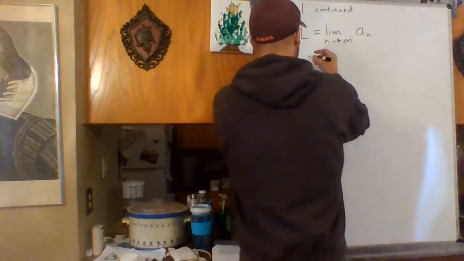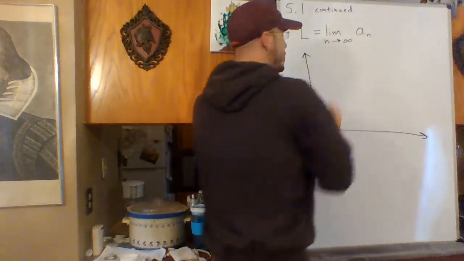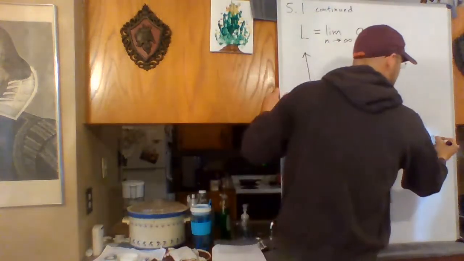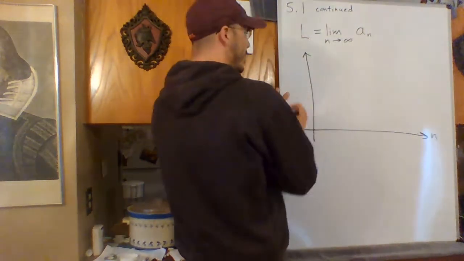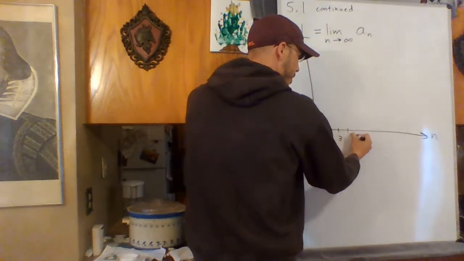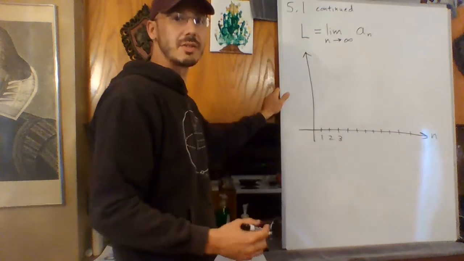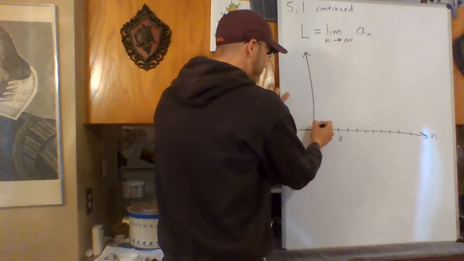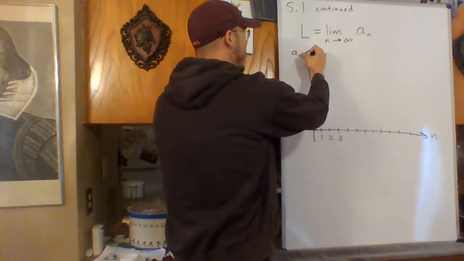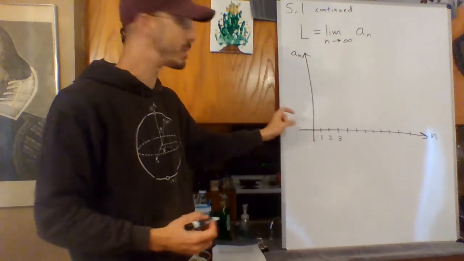And to connect this a little bit further to the functions and graphs that we've already studied, this is going to be my n-axis. We'll go n equals 1 and 2 and 3, much like we do with x usually. And this axis is going to be my an axis, my function values or my sequence values.